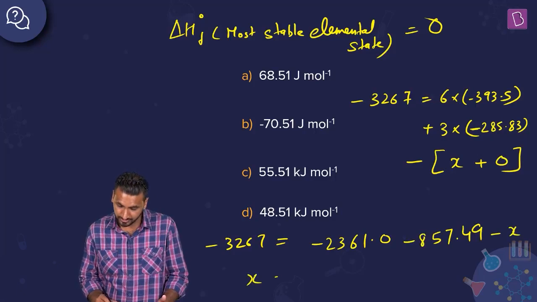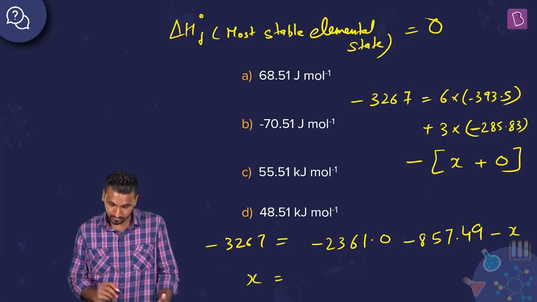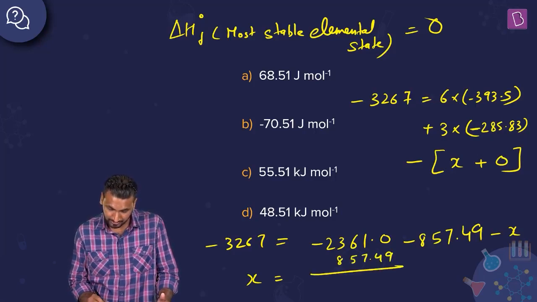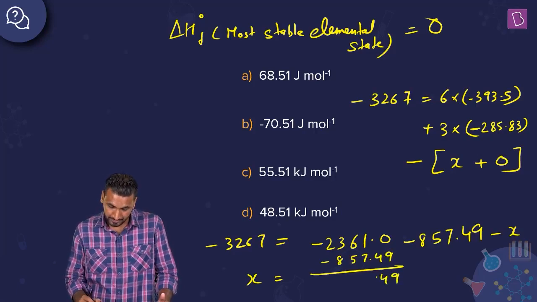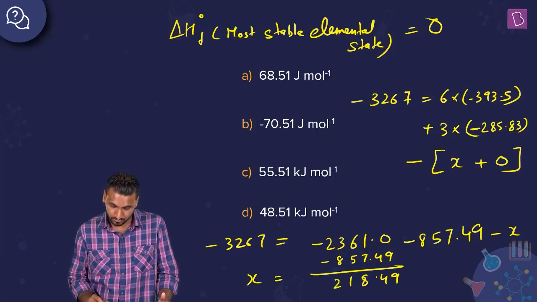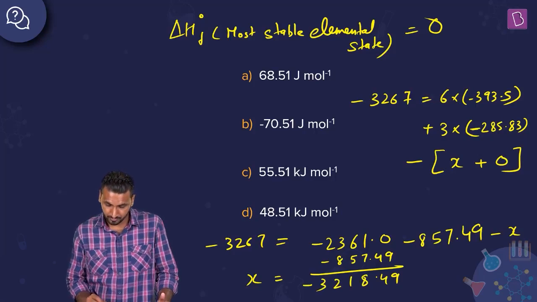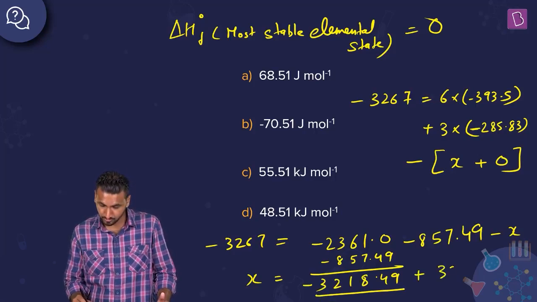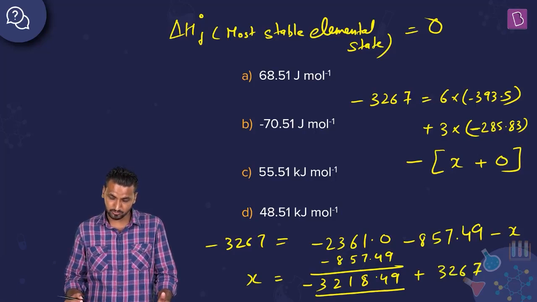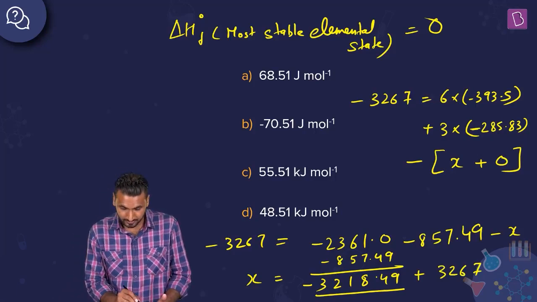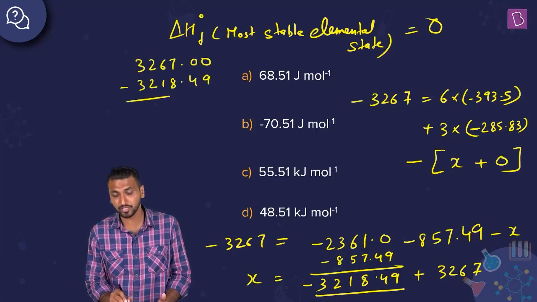So let me take X on this side, and if I add this part, this will be 857.49, plus 3267. Okay, so if I solve this, 3267.00 subtracting 3218.49. You have to be careful with the calculation, right?